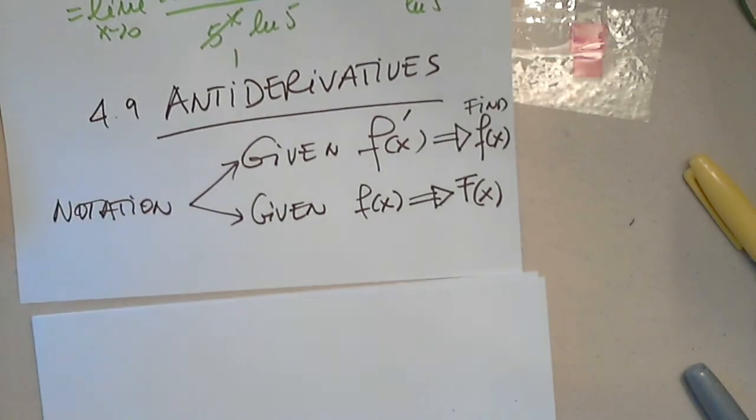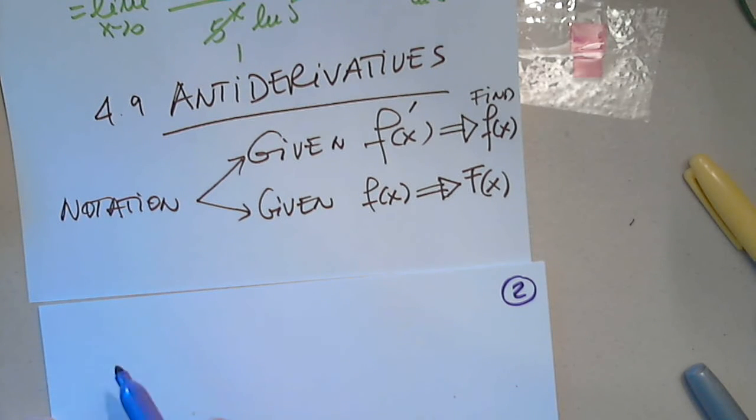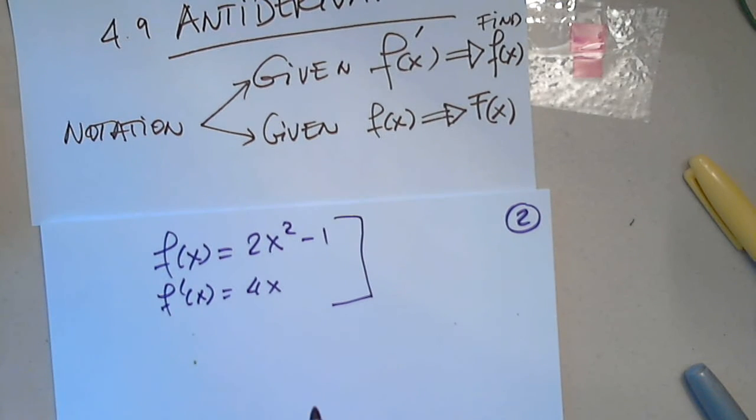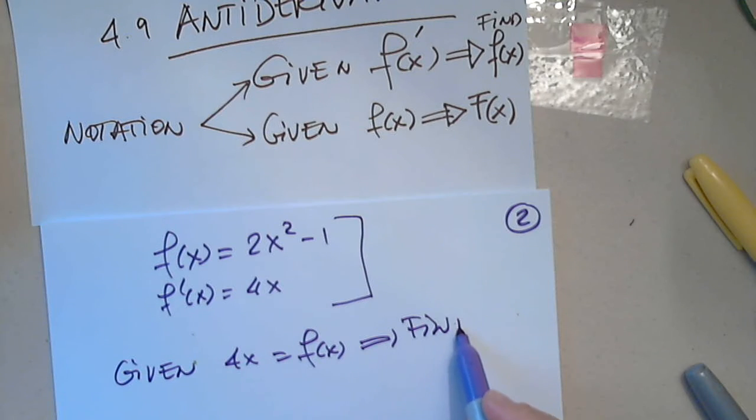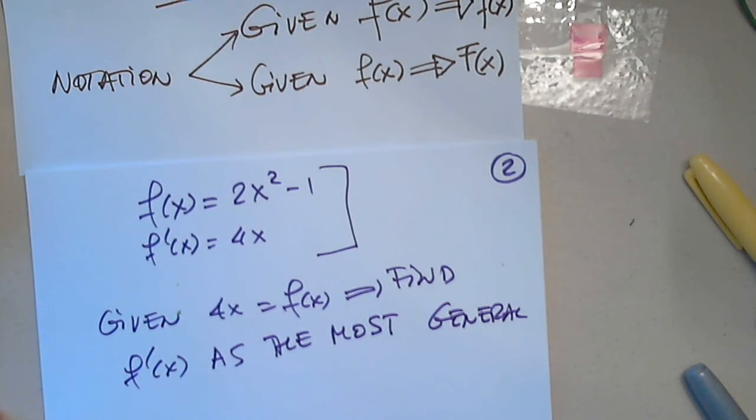So we are trying now to go backwards. What does that mean? Let's say I'm given a function f of x, which is 2x squared minus 1, and I'm asked to find f prime, which is 4x. This was what we covered so far. This time, I am given 4x as a function, and I'm asked to find the most general antiderivative.